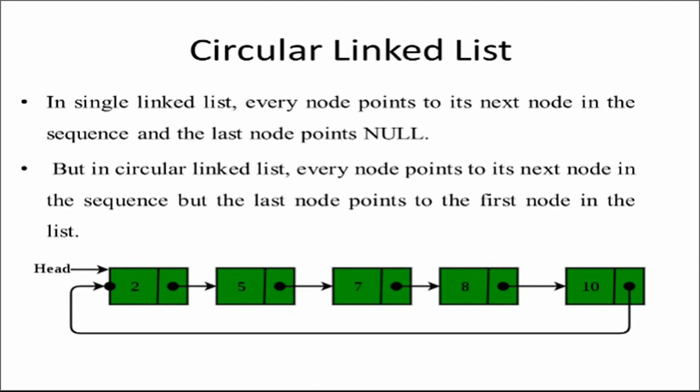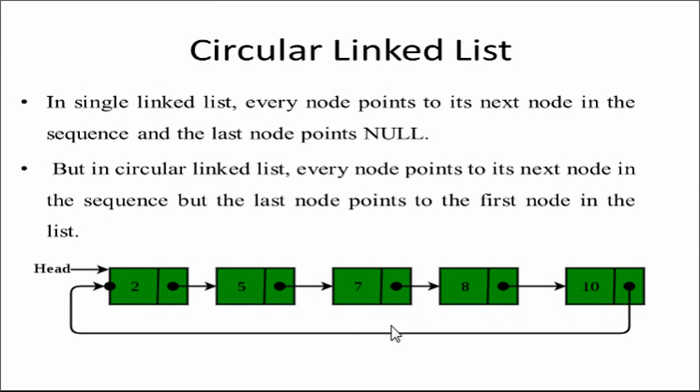As you have seen, in a singly linked list every node points to the next node in the sequence, and the last node points to null, which indicates the end of the list. But in a circular linked list, like a singly linked list, every node points to its next node in sequence, but the last node points to the first node in the list.